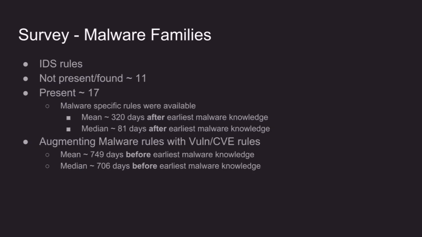Of course, we tried to look at whether there are some IDS or IPS rules particularly tailored to the IoT malware families, or to their payloads, or the CNC communication channels. And of the 28, we found only 17 having these specifically tailored IDS rules.